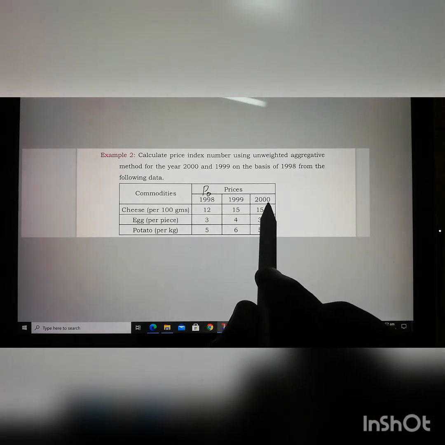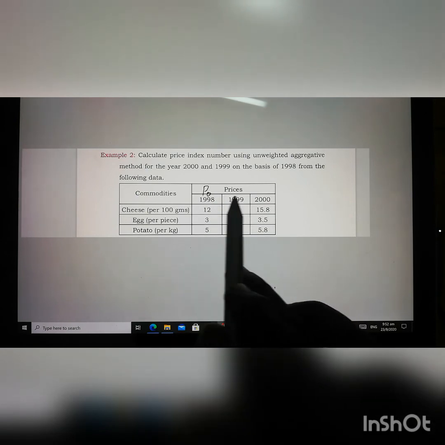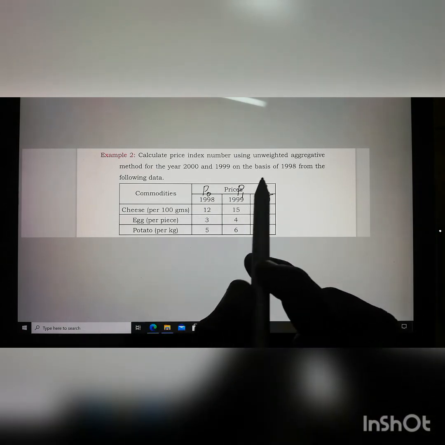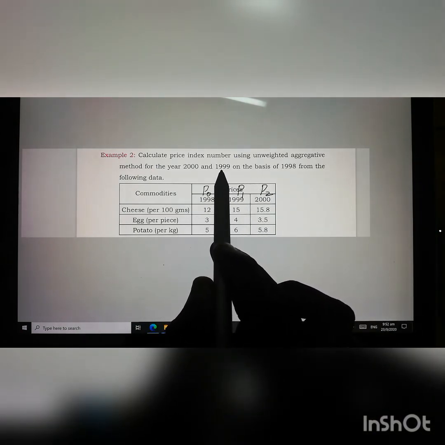That means there are two current years. One we have to do for 1999, one we have to do for 2000. So this I will consider as P1, students, and this I will consider as P2. 1 and 2 indicate the current years, students. 1, 2, 3, 4 like that. If we keep 1 as base, then we can continue, those are all current years. So now let's do the first one, for 1999.